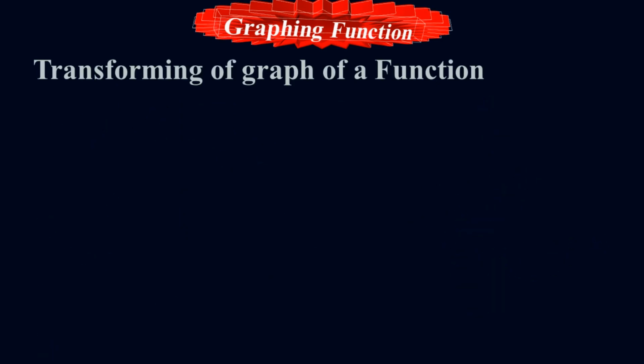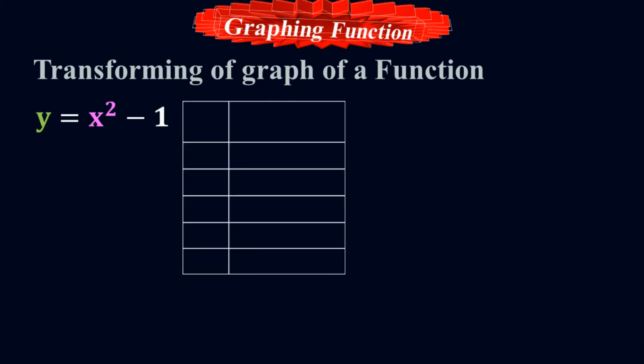Let me do one more change to my original function y equals x square, which is negative 1. I just subtracted 1 from my original function y equals x square. Again I will check where its graph transforms. First things first, let me draw its graph here by putting some random values for x to get the value of y. Substituting x equals negative 2, negative 2 to the square is positive 4. Positive 4 minus 1 equals 3.